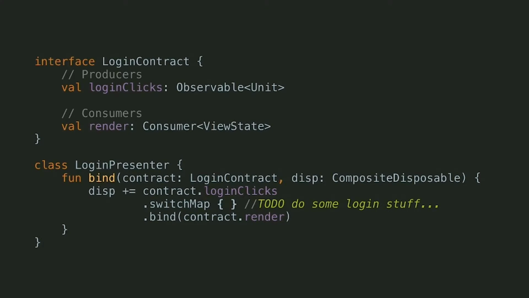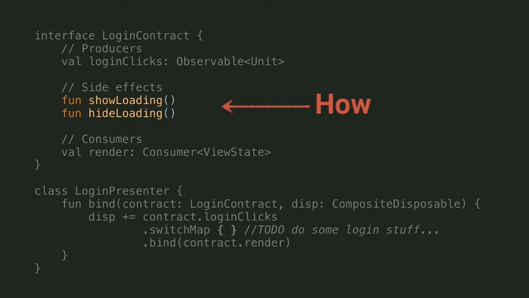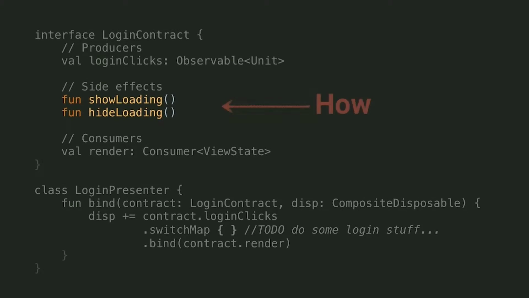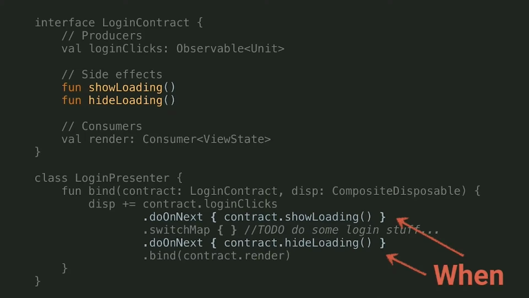We can start by adding the how. So we add the how by adding inside the contract two methods, let's call them show loading and hide loading. And then we move on to the presenter to add the when. So in this case, we simply put before and after our, say, complex API call or whatever we need to do, the show loading call and the hide loading call.